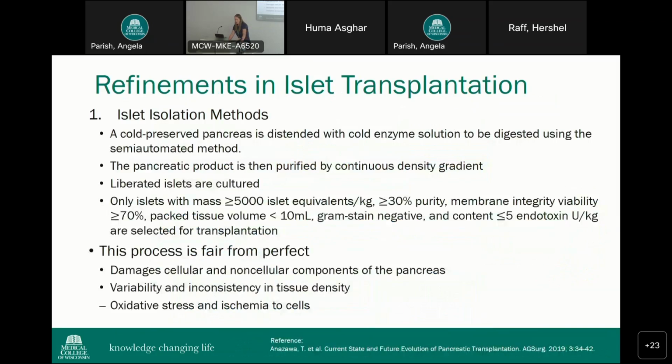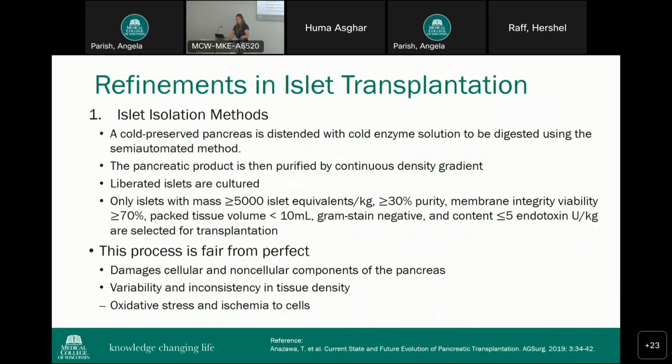So really looking at each of these steps in more detail, islet isolation methods have improved. However, they're not perfect, because about 50% of the cells that we initially have to harvest get damaged. So we started with about 1 million, if you think back. So now we're left with half of those.